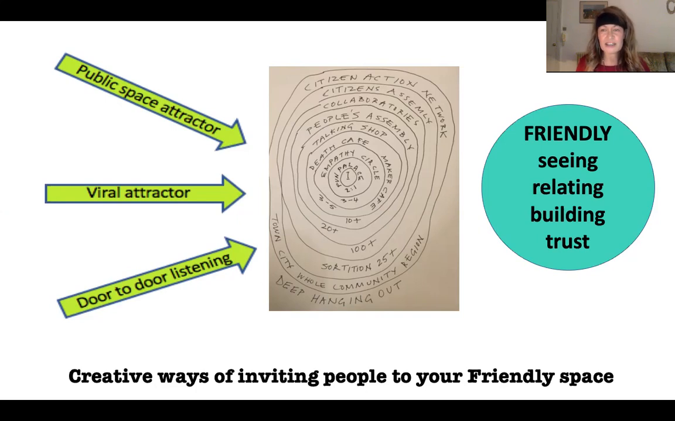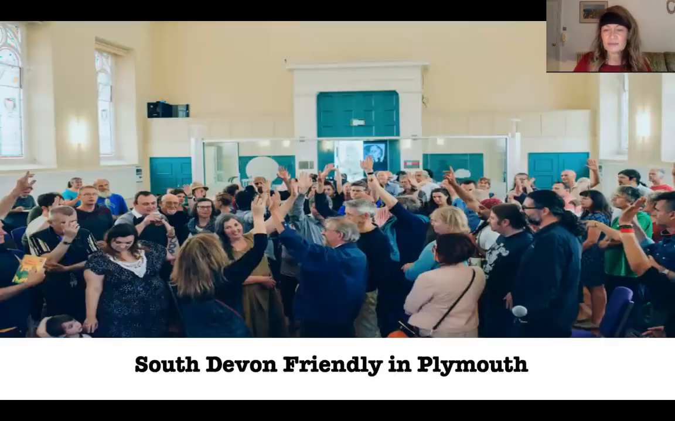The aim of the friendly is just that people would come to this place, they'd experience something that made them feel good, that gives them some sort of emotional resonance, and will awaken, if you like, the desire to do something together. So here is a South Devon friendly that we held in Plymouth.